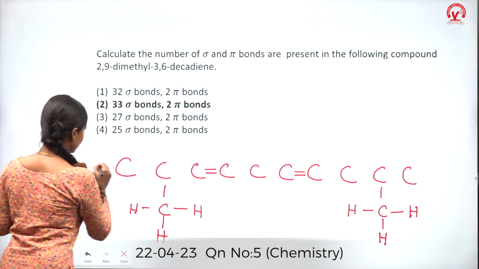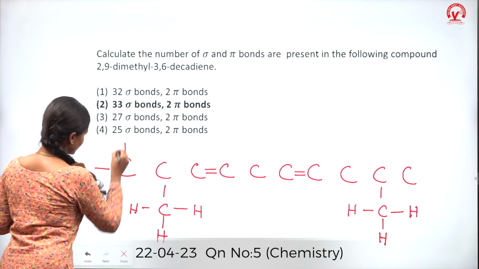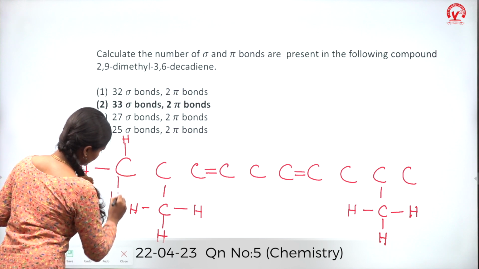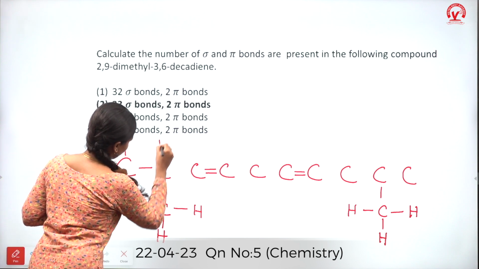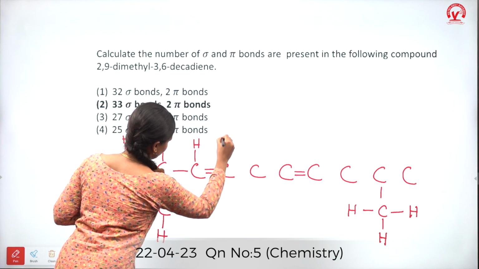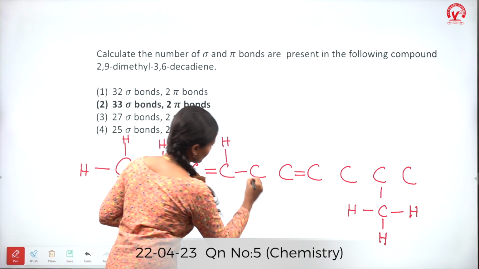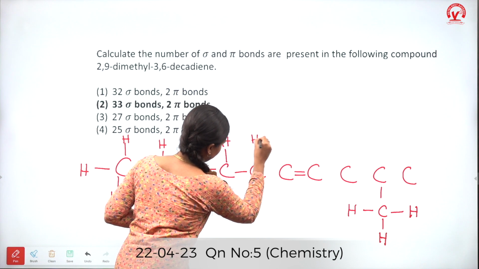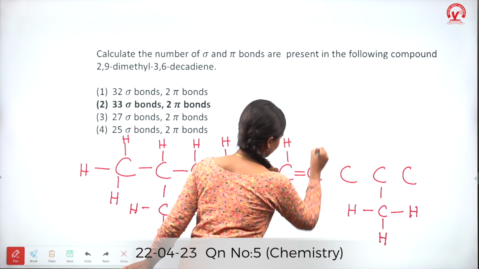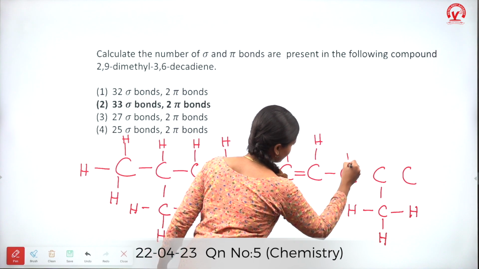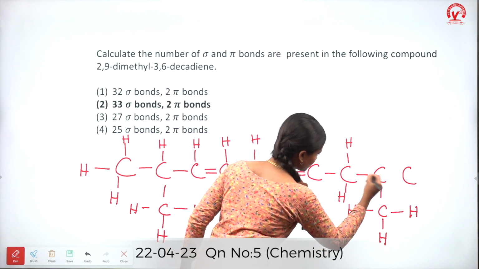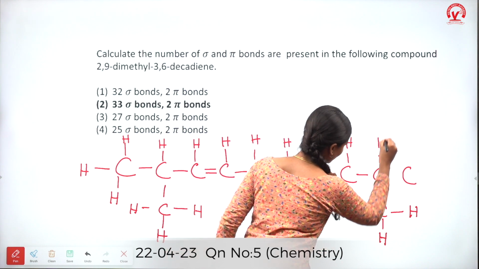Then fill the remaining bonds with hydrogen. 1, 2, 3. Carbon has a valency of 4, so we have to fill 4.